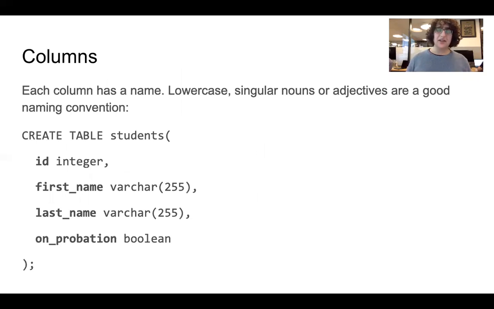And then columns. Each column also has a name. Lowercase singular nouns or adjectives are a good creative naming convention. So students, first name, last name, on probation. So I'm just curious, is any of this looking familiar to things we've already done before to anybody? A bit like CSV, and maybe the varchar 255. Yeah, so we'll talk about that.